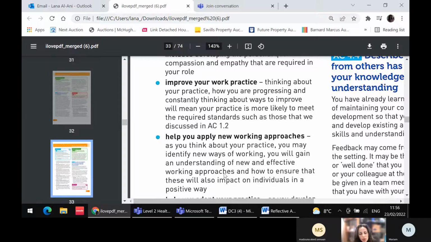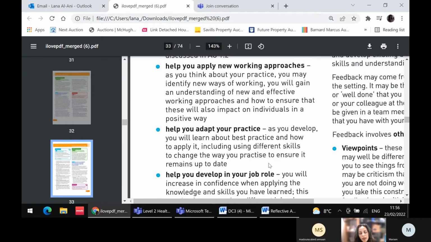So thinking about your practice, how you are progressing, or how constantly you're thinking about ways to improve, will mean the practice is more likely to meet the requirements for the work activities. So you constantly need to improve your work, and that's through continuous training and development, which also helps you apply new working approaches.